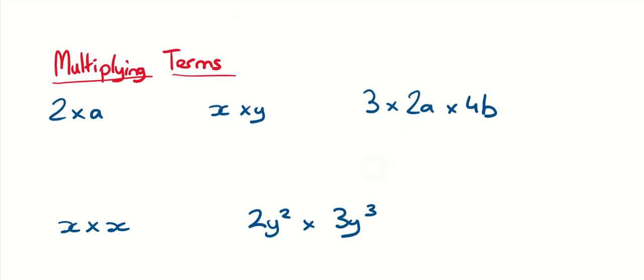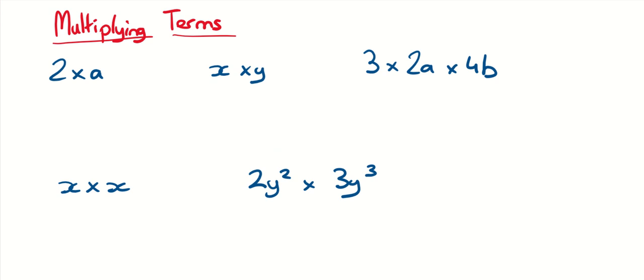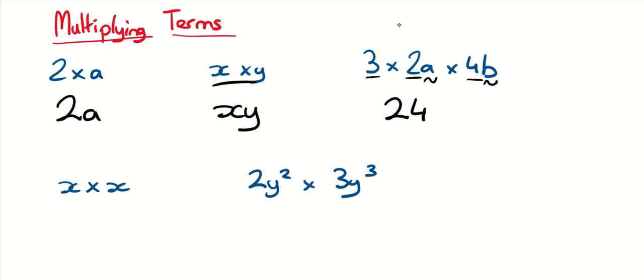Okay, moving on then, when it comes to multiplying terms, when you've got a letter and a number multiplied together, like up here, it just becomes them together, 2a, simple as that. If you have 2 letters together, you simply put the letters together. So x multiplied by y just becomes xy. Okay, when it gets a bit more complicated with numbers and letters, you can multiply the numbers. So 3 by 2 is 6, by 4 is 24. So 24, and then your letters a and b, so it becomes 24ab.